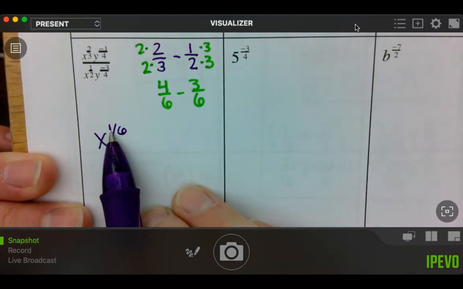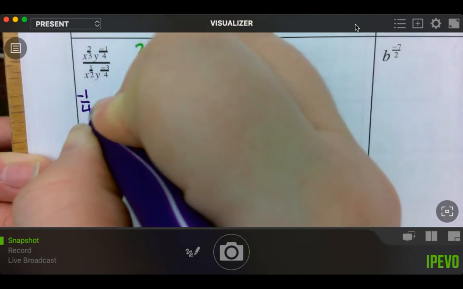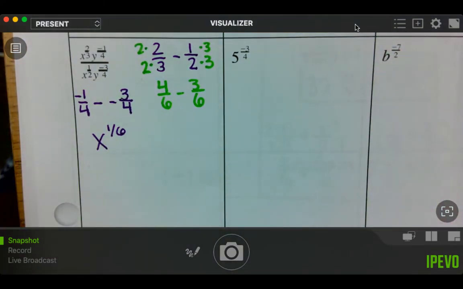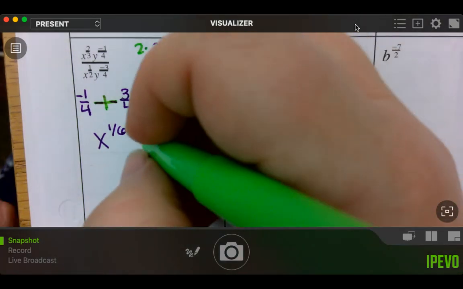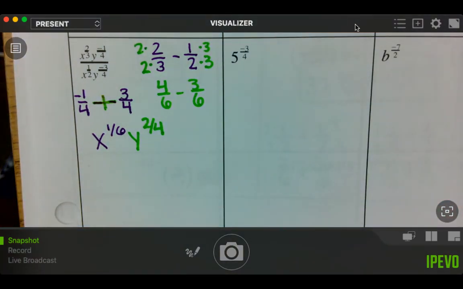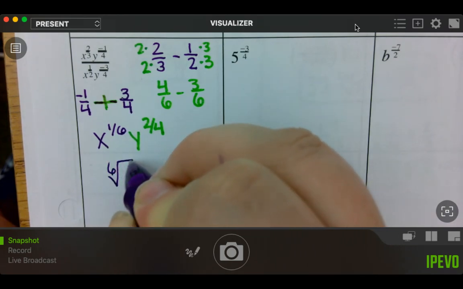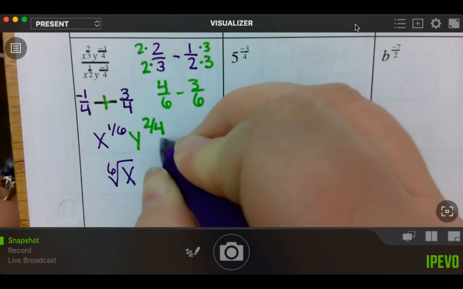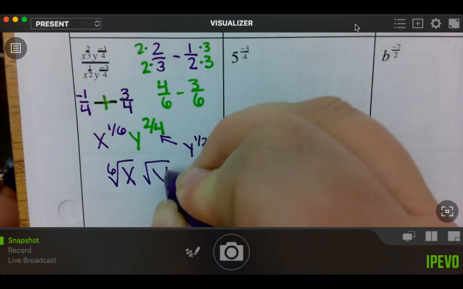And then I'm going to do the same thing with my y's. Subtract these exponents. I have negative 1/4 minus negative 3/4. Hopefully you know that when you subtract a negative, it becomes addition. And negative 1/4 plus 3/4 is 2/4. And then I'm going to change this into radical form. This is going to be the 6th root of x. And 2/4 is the same thing as y to the 1/2 power. So that would just be the square root of y.